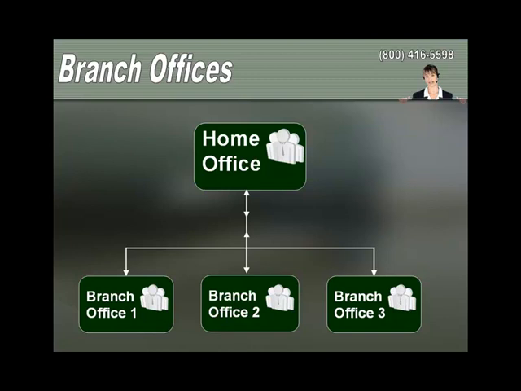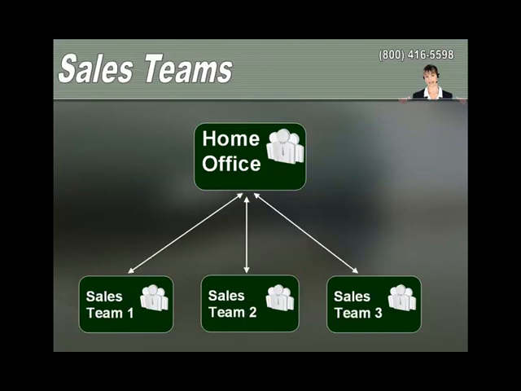Another scenario, let's say you don't have satellite offices, but you just have one large office. You want to segregate your teams, so you may have sales teams that you want to segregate. So you could create a child branch for each of your sales teams and then move all your users into those branches. And so sales team 1 will operate as a separate entity.